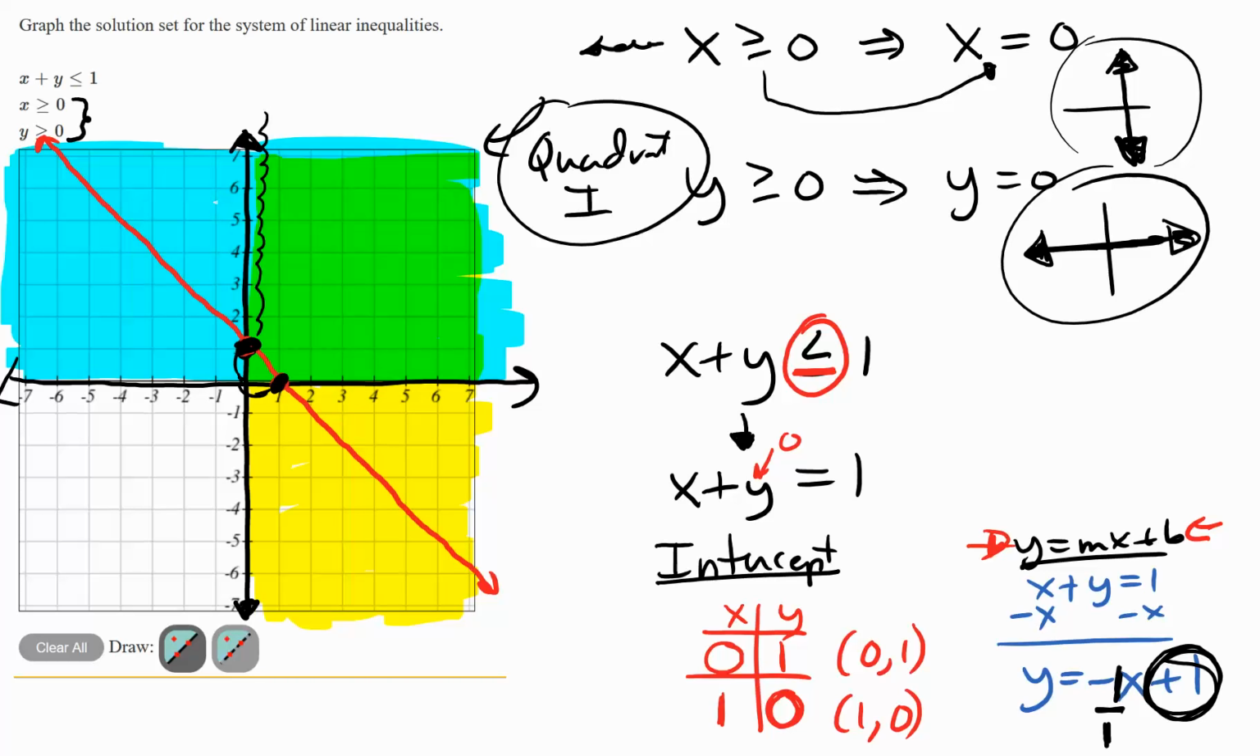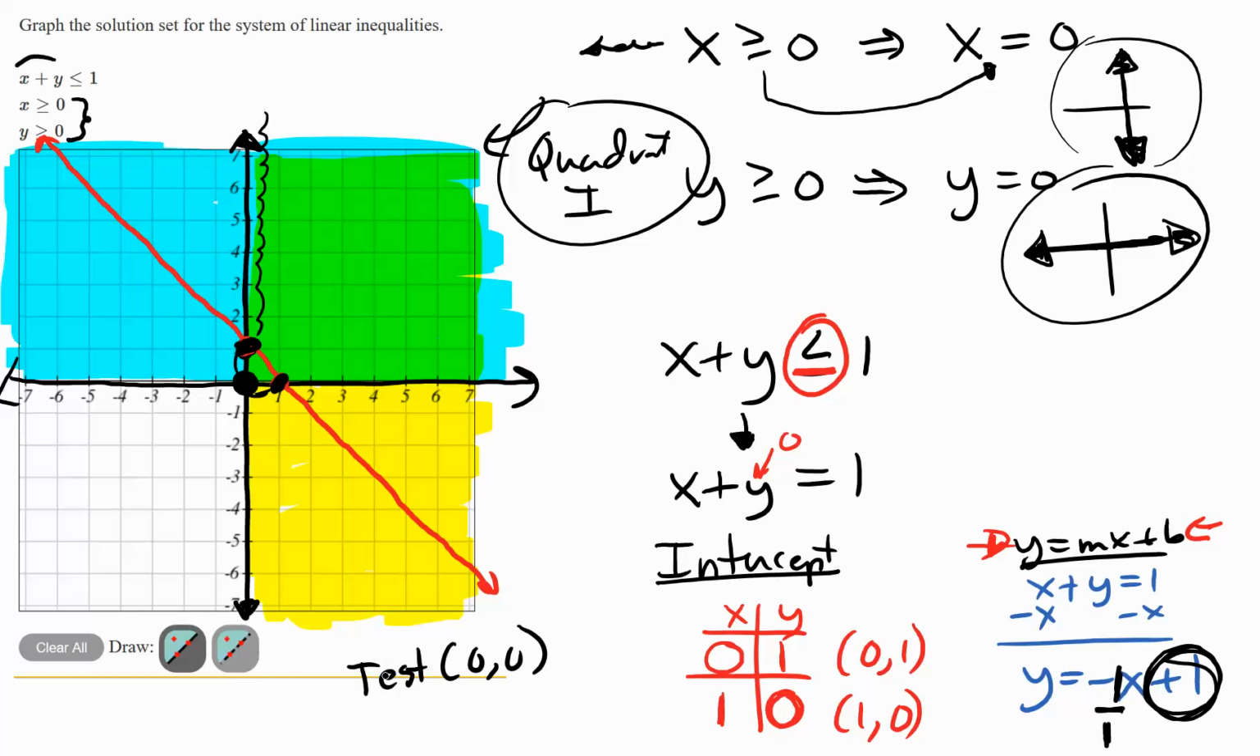But here's the other little trick here with these guys. You have to pick a test point, and the easiest one to pick is usually 0, 0. So if this turns out to be false, we're going to shade the other side of this red line. If it turns out to be true, we're going to shade towards the point from the line itself. I'm running out of space here, so I'm going to test here. I'm going to test 0, 0 right here.